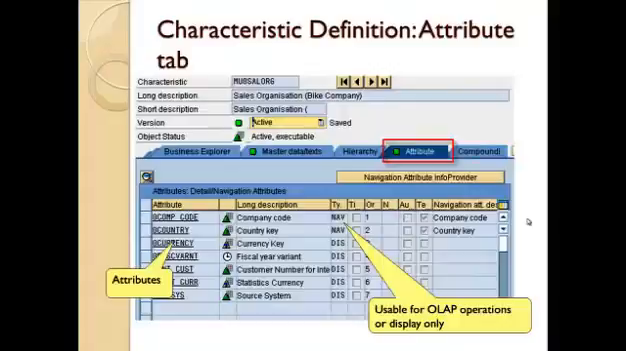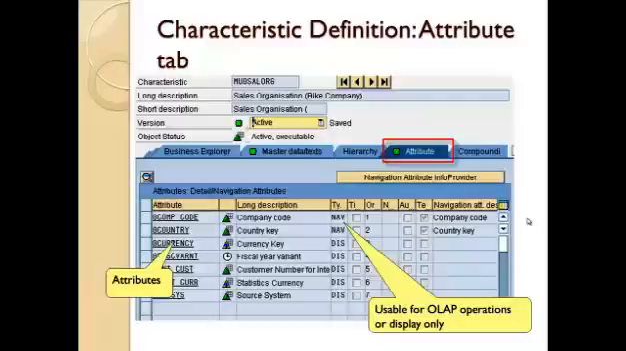Then we can enter any attributes that are associated with this particular info object. In this example, the info object that we are trying to configure is sales organization, right? If you look at the top, the short description is sales organization. And in order to describe additional information about sales organization, we can add additional attributes at the bottom there, attributes like company code, country key, currency key, and so on.